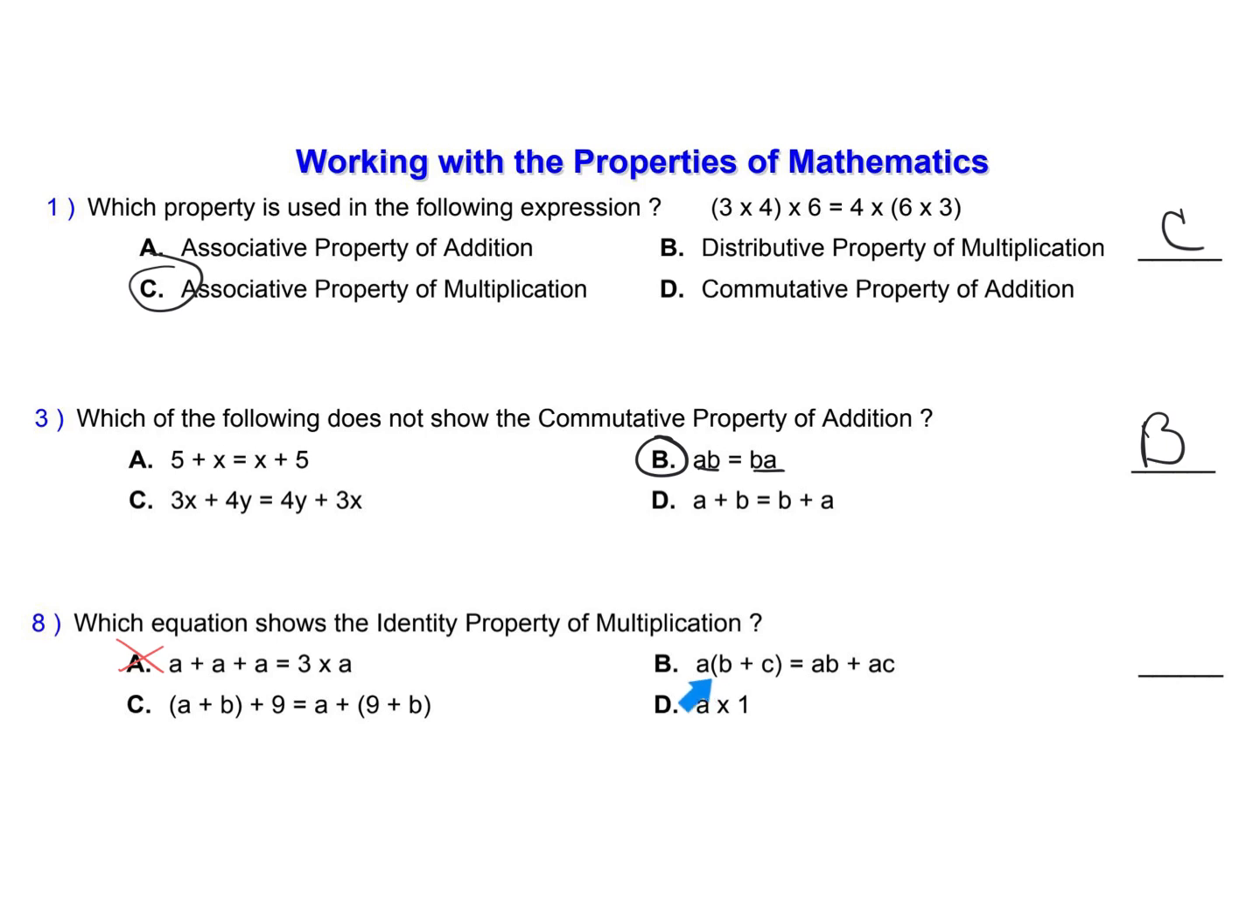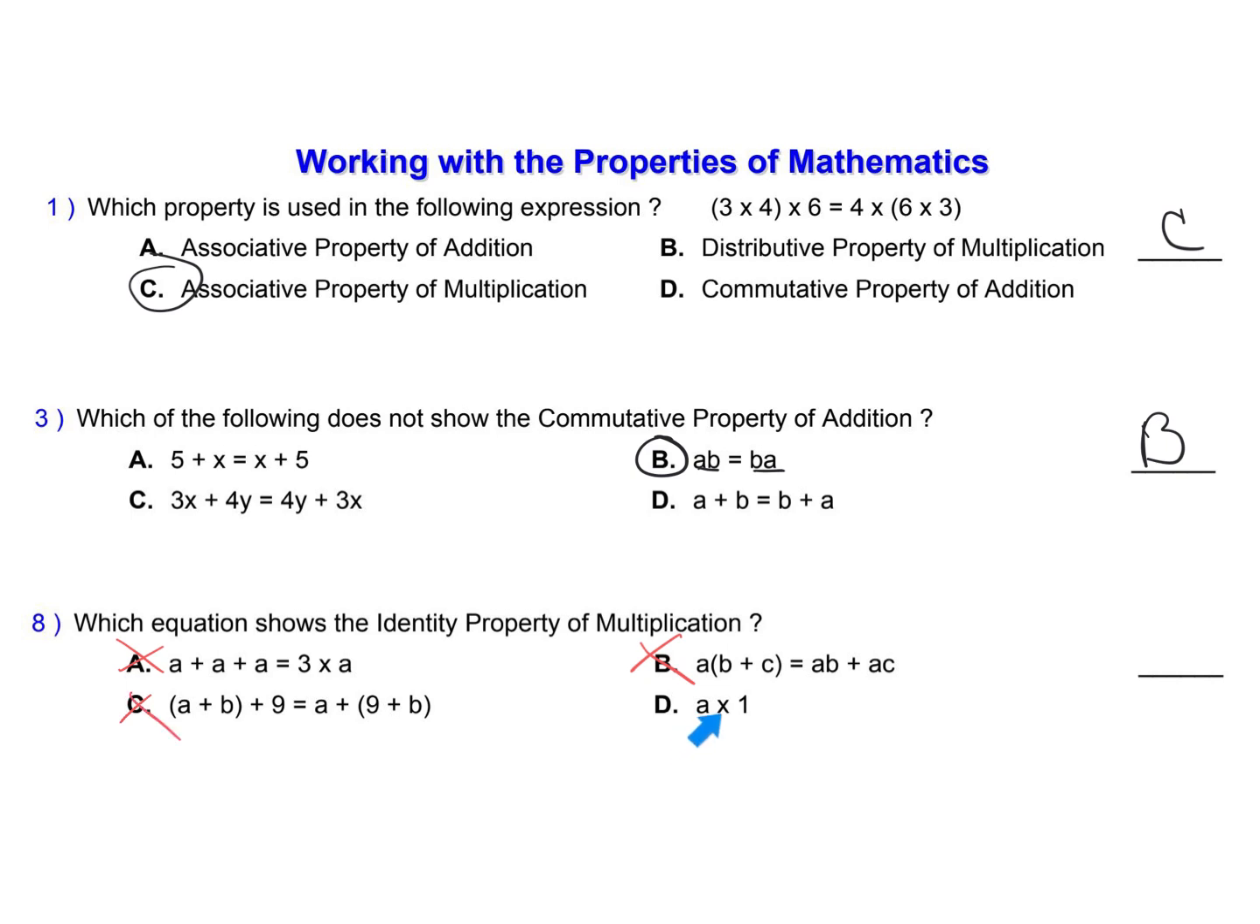Let's look at B. I see that I have some things grouped and then being multiplied by a number outside of it. And then I see that, oh, it looks like the distributive property was used here. A times B, A times B, A times C, A times C. So that's not going to demonstrate the identity property of multiplication. Let's go on to C. I see A plus B has been grouped plus 9. And then I see that 9 plus B have been grouped and then added to A. And so that's showing me the associative property, not the identity property.